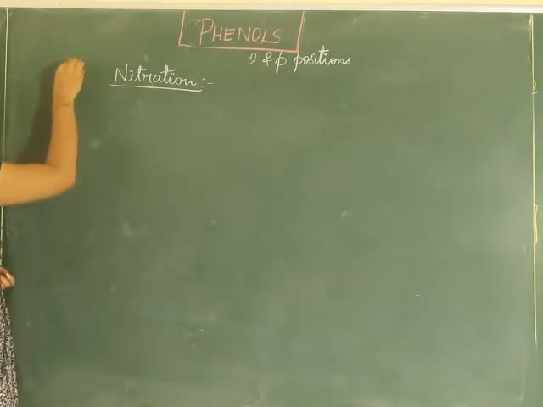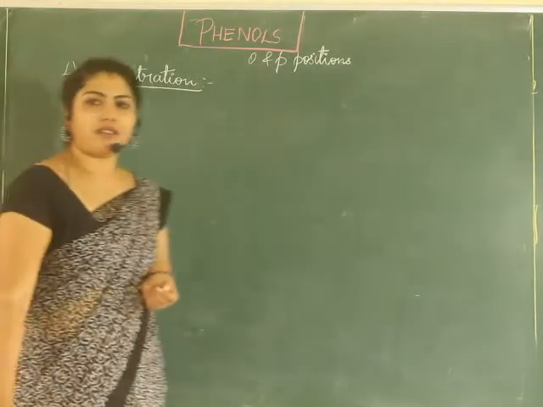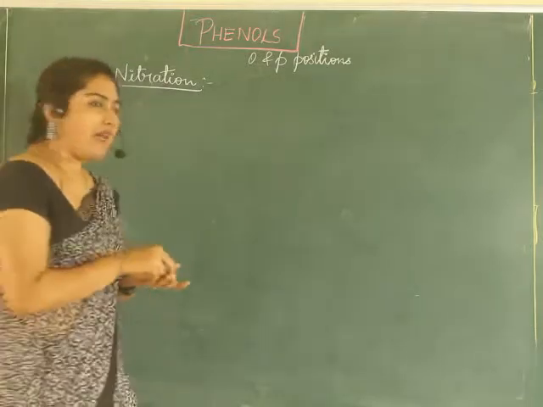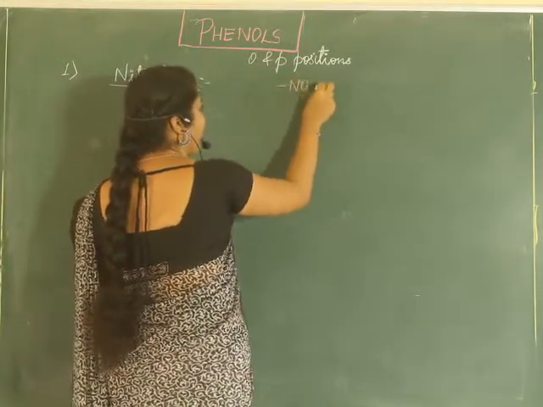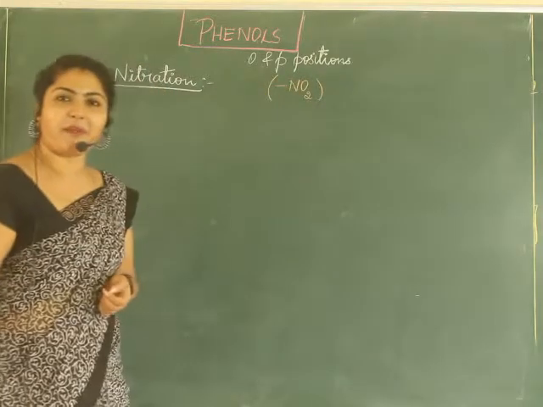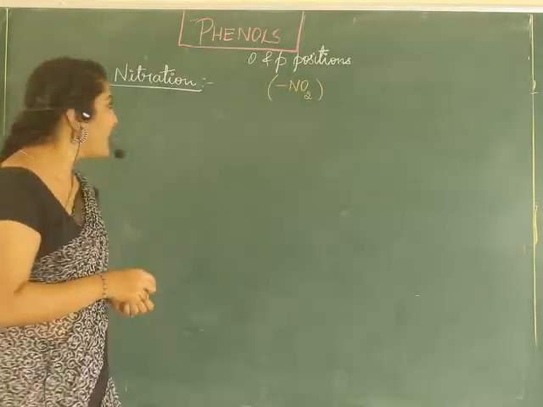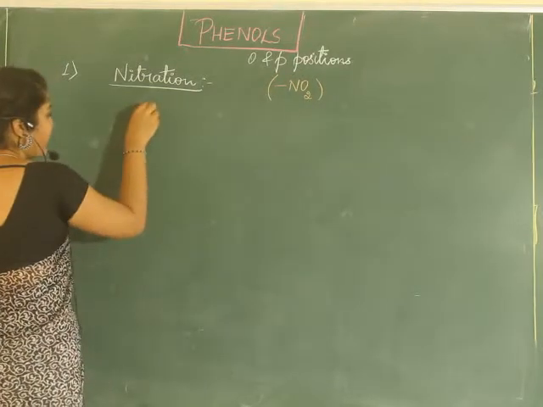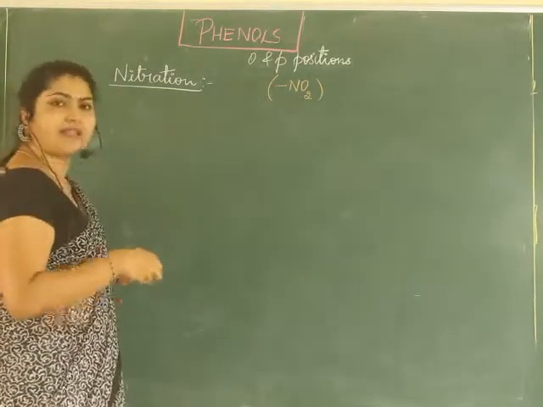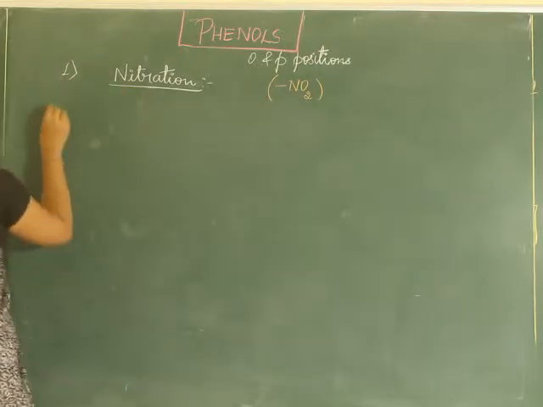First one is nitration. So nitration means you know which group will be attached to the aromatic ring. Which group will be attached? It is nitro group. NO2 group will be attached to the aromatic ring. Now we will see nitration of phenols. So general reaction I will write and then we will write the reaction together.